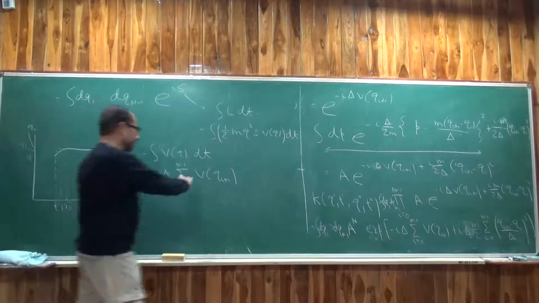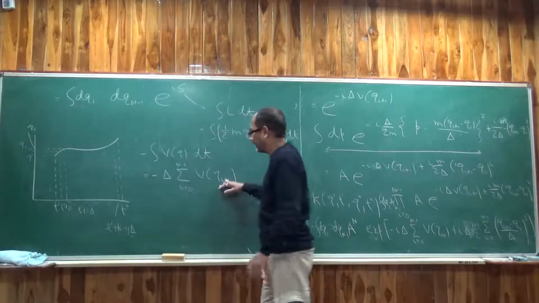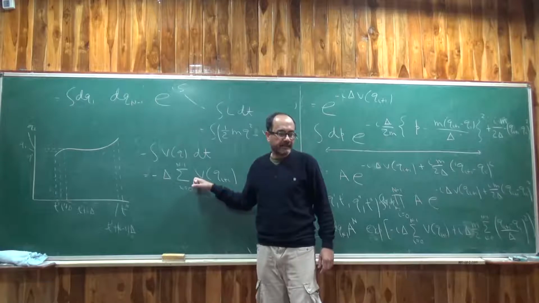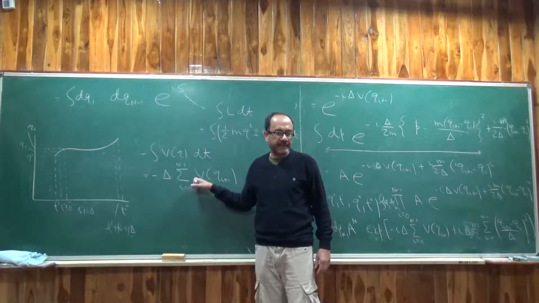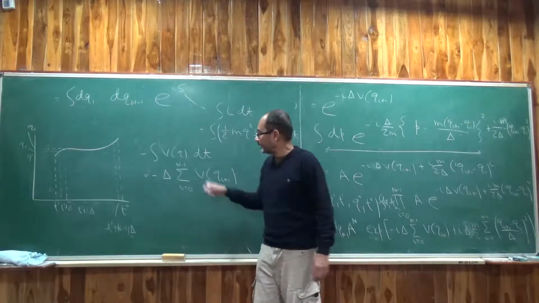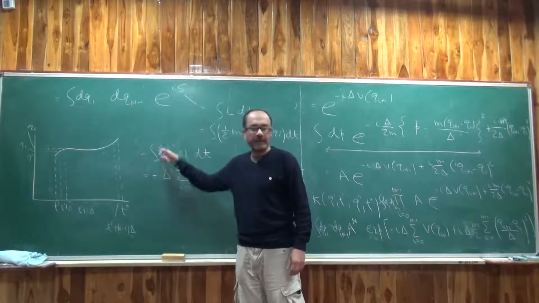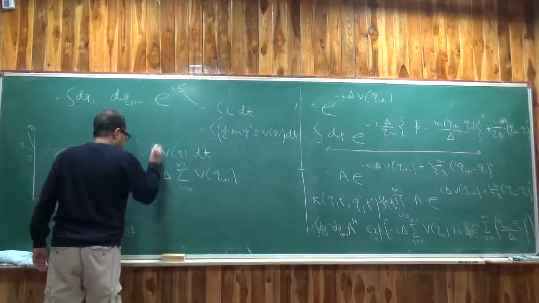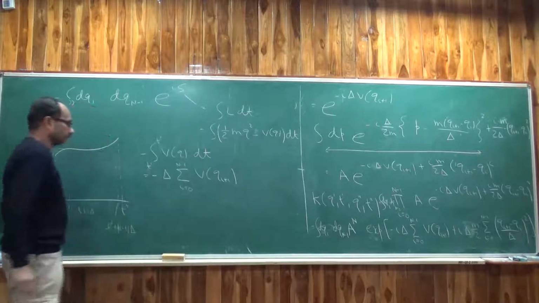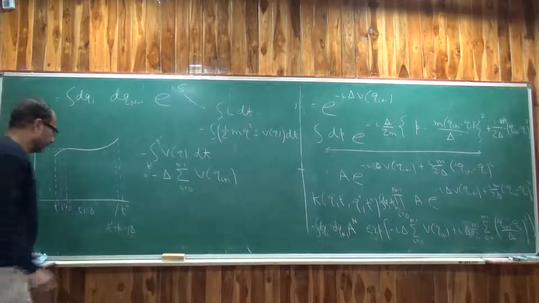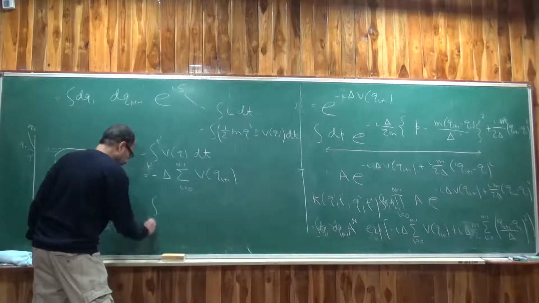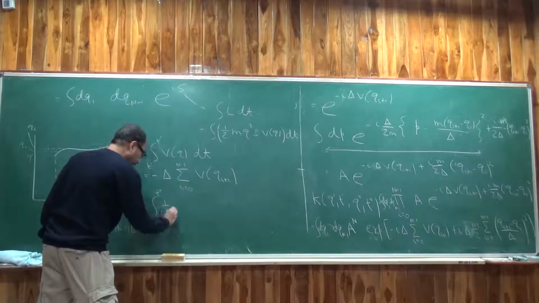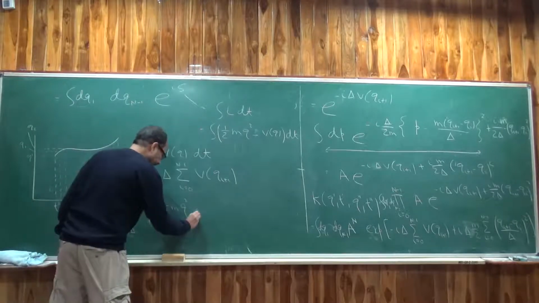See, if V was 1, let's just check the normalization. Then this will give you n times delta, which is t double prime minus t prime. If V is 1, this side will give you t double prime minus t prime. That is still n times delta. So that fixes the normalization. Now, the integral from t prime to t double prime of half m q dot squared dt.